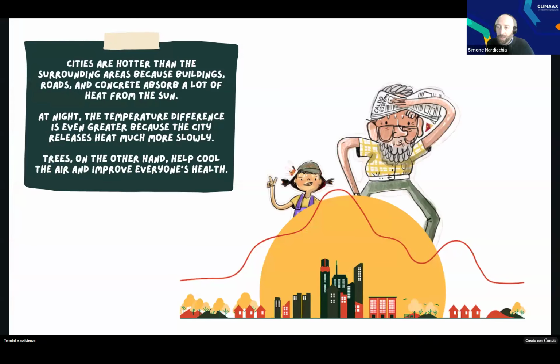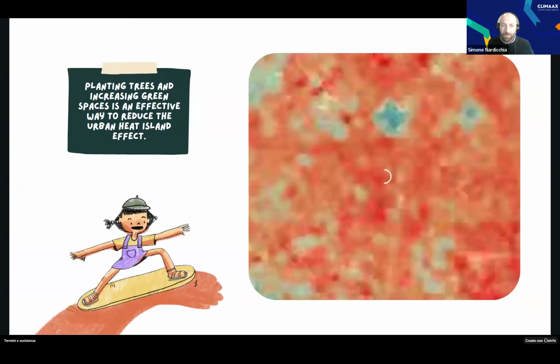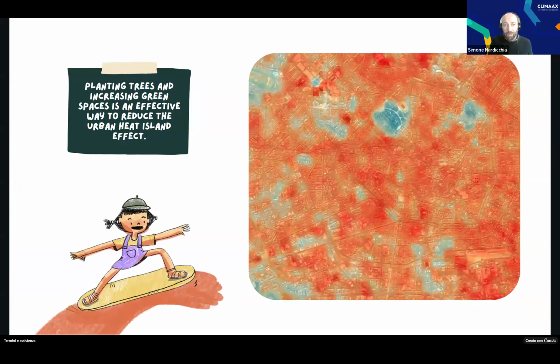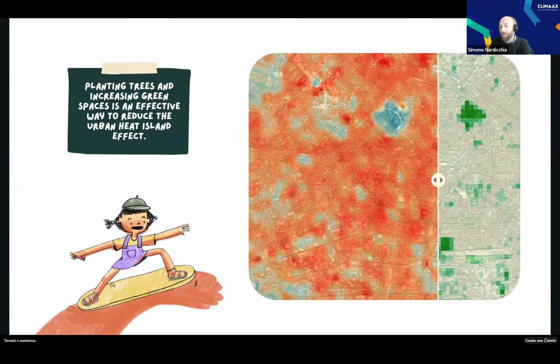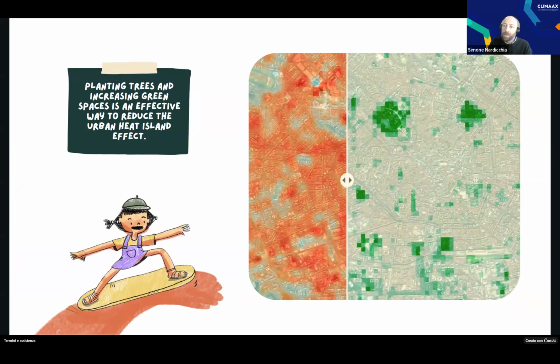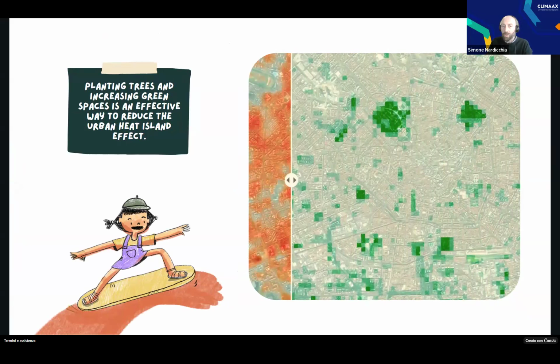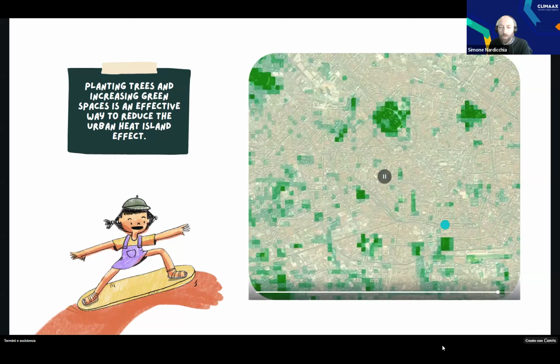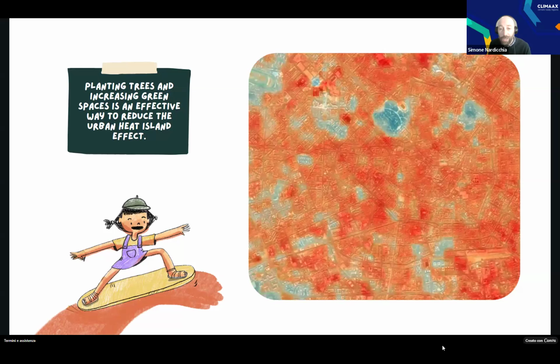So here we describe a little bit why we have the urban heat island effect, and that is not the sun, but more about building, roads and concrete. We use a language really for children. Here we have planting trees and increasing green space as a way to reduce the urban heat island. And here we combine two maps, the land surface temperature map from Tecnalia and the green area from CMCC. And you can see the direct connection between the coolest spaces and the green areas of the city.